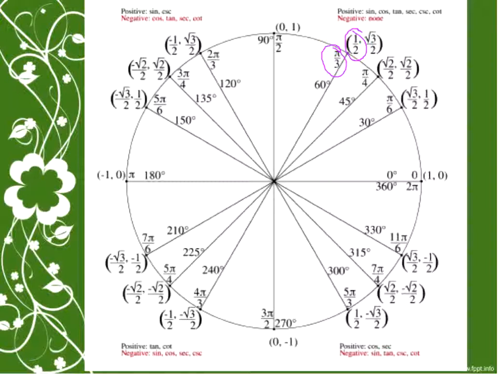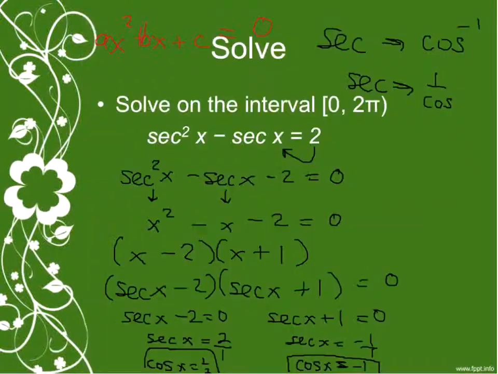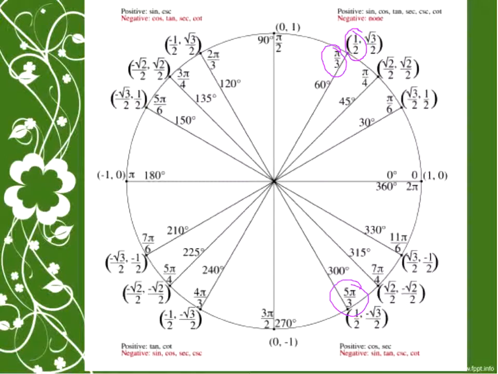Where else is cosine 1/2? Let's keep looking. Around, around, around, around, around. There's 1. Cosine's 1/2. So I have 2 solutions. And which was my other one? So I found 2 for where cosine's 1/2. How about where cosine is negative 1? Let's look. Cosine is negative 1 at pi.